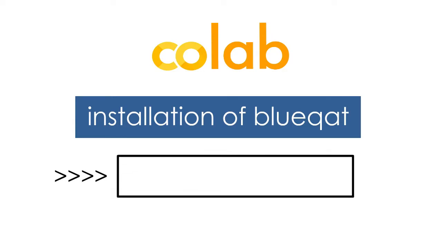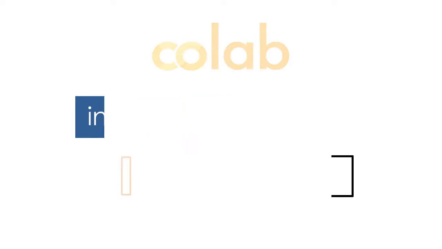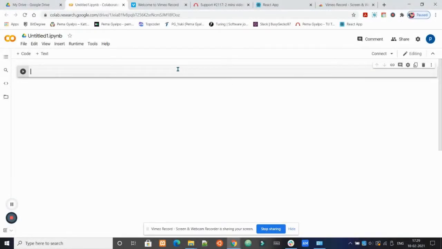Type the code, !pip install Bluecat in order to install Bluecat. Let us do it in Google Colab. Type the code that was shown earlier, and click on the play button to run the code. Bluecat will be installed after a while.